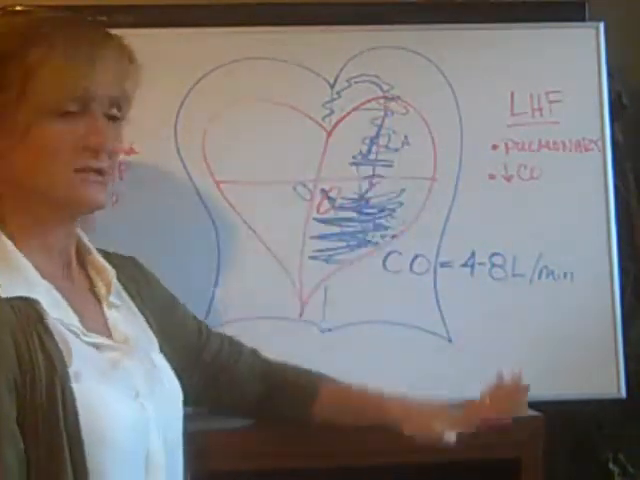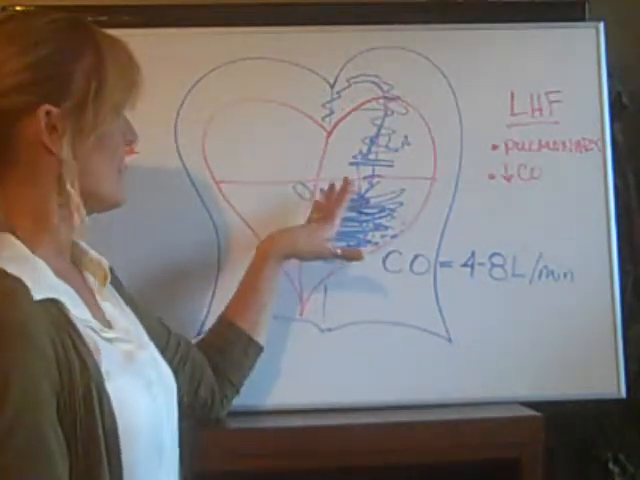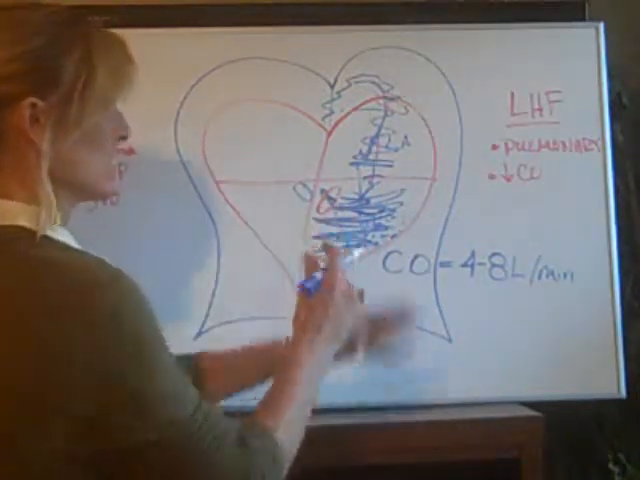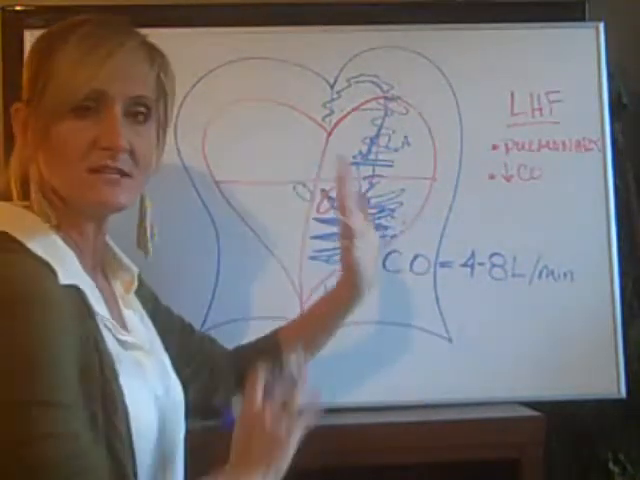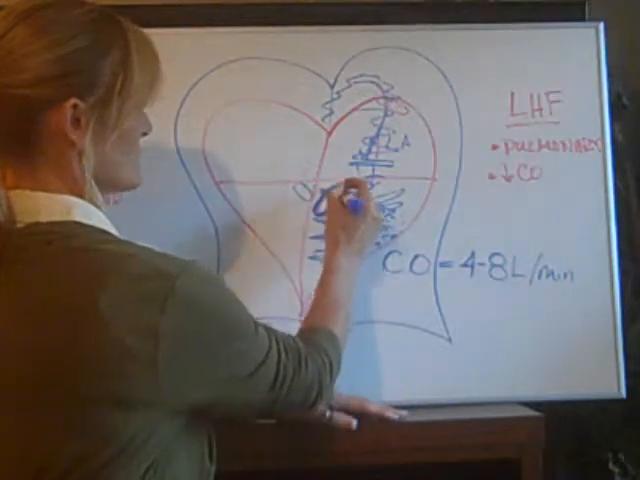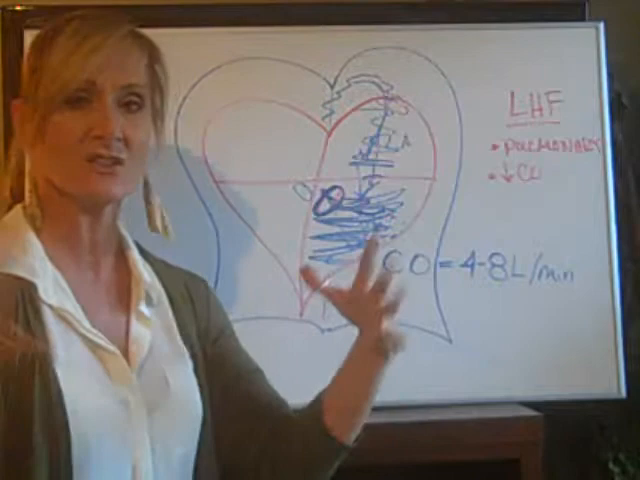So one way to do that is to reduce preload. Another way to do that is to reduce afterload. And if you remember, your afterload is the amount of resistance that this left ventricle meets when it's ejecting blood into the aorta here. So if you can reduce the afterload, you are dilating those arteries.